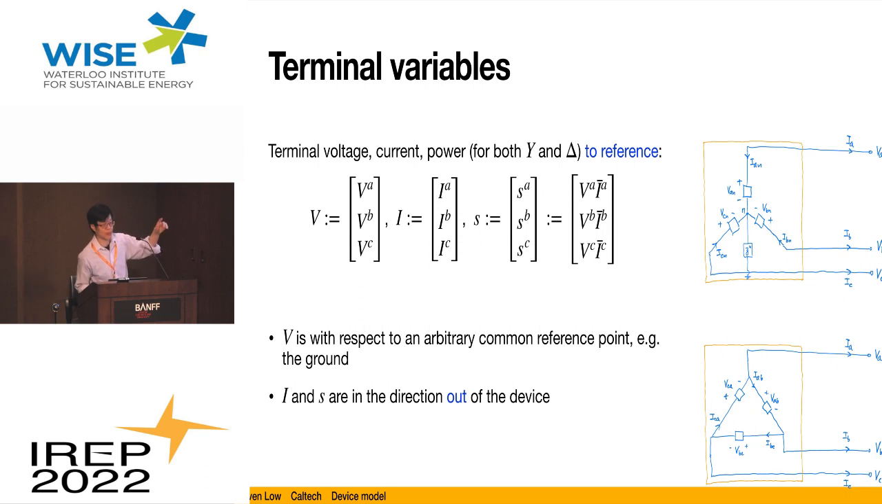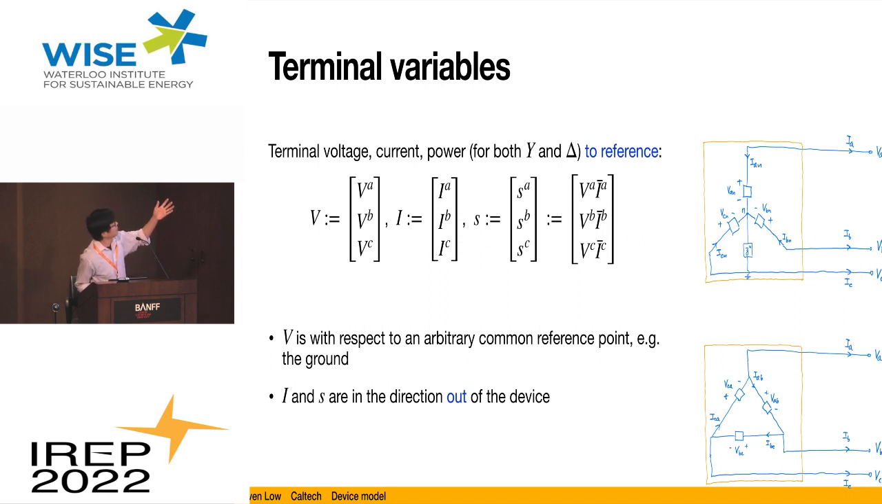And the power is very simple. Once you have the voltage and current, you take the component-wise product, V I complex conjugate, then you get the power. So let's just focus on the voltage and current. And then for Y configuration, you have some neutral voltage, neutral currents, and so on. And again, it's very general. The device can have neutral lines or not, be grounded or not, zero grounding impedance or not, and so on.